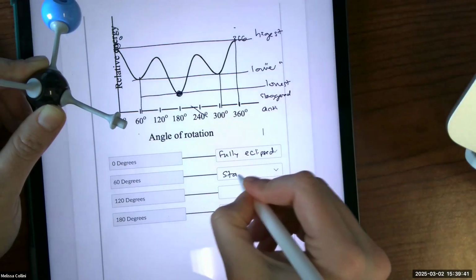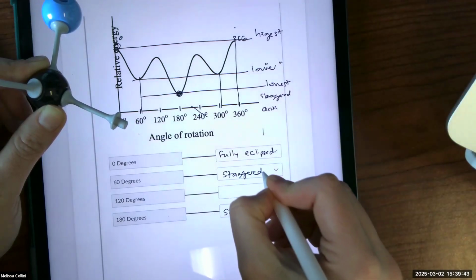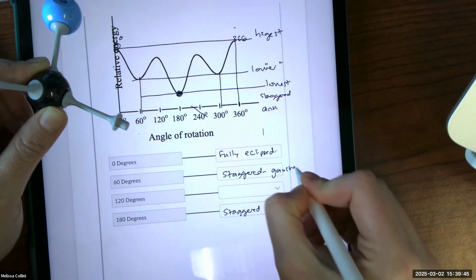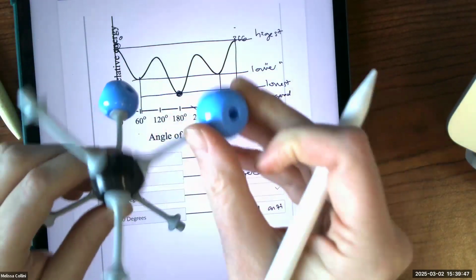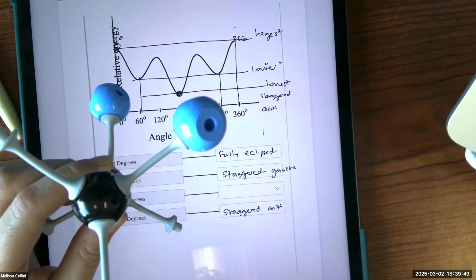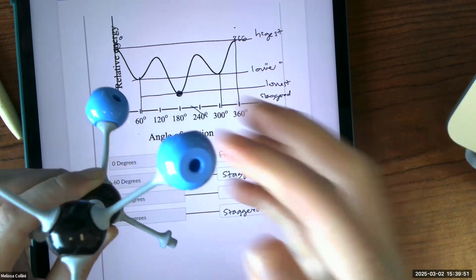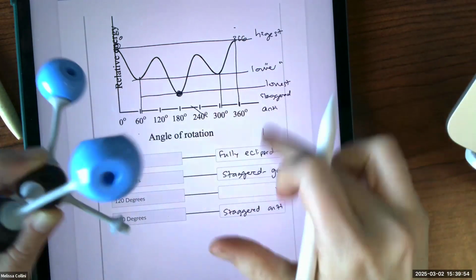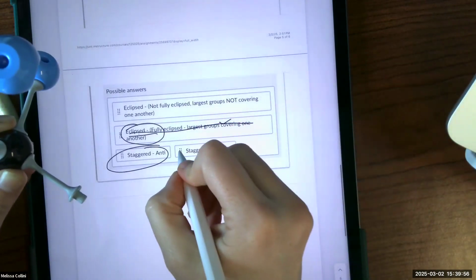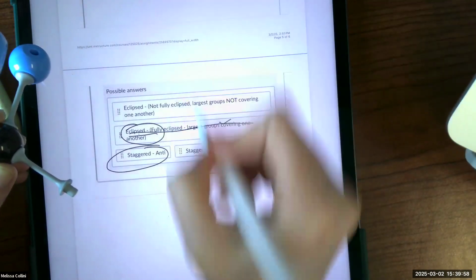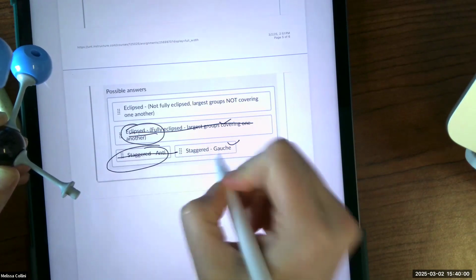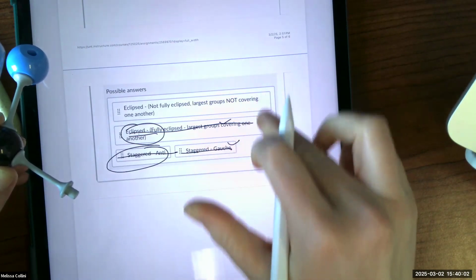So this is staggered, but it wouldn't be anti, it would be gauche, which I think technically means left, but it also can mean awkward. These are awkwardly close to one another, in French. So that's where I would put staggered gauche. We already assigned that one, and now we're assigning staggered gauche.